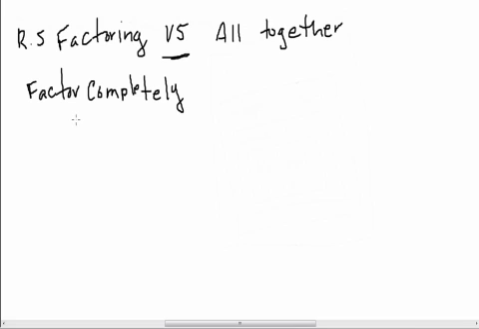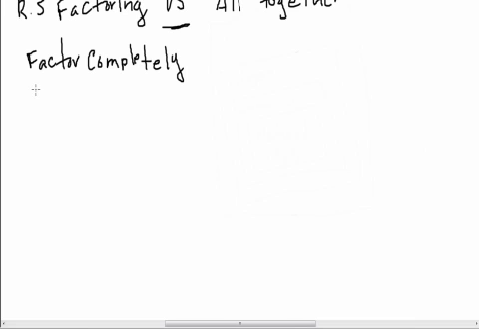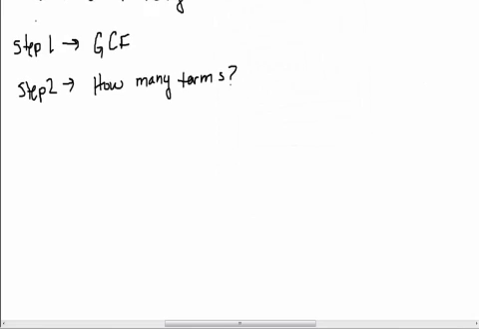And when you're asked to do that, the first thing you want to do is look for a greatest common factor. If there's a common factor between all terms, then you're going to factor that out, and you're going to see what's left and see if what remains will factor any further. The next thing you're going to do is consider how many terms you have. And the number of terms that you have will let you know what technique you need to use.